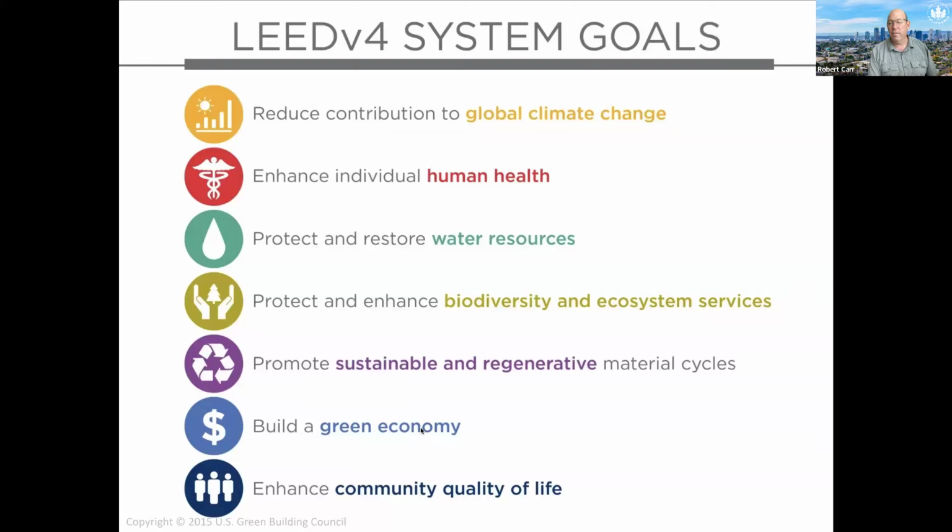Building a green economy. If everyone decided to make their buildings green, you're going to need an economy that supports that. And that's kind of what's happening now with the Inflation Reduction Act and all these different, purposely legislated things happening at the local level, the state level, and the federal level to make our built environment, and everything in general, more sustainable. And then enhance the community quality of life. We want our buildings to be someplace where people can go to be healthy, to be active, and have a positive impact on everyone.